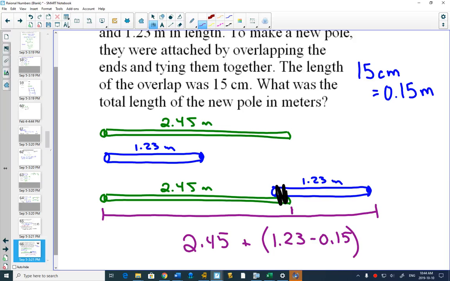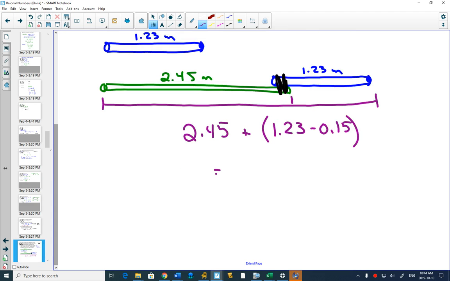and so what really helps here, you said you got 3.53? That's what I got as well. And we need to have our units. So drawing the picture can really help us see that this part was 2.45 up to this line, and this part is 1.23 minus that 15 centimeters because that was taken off.